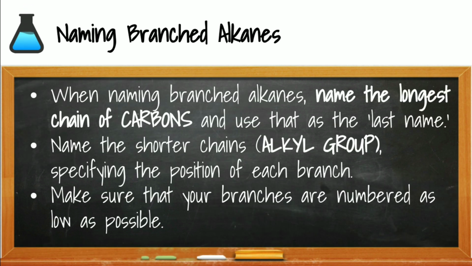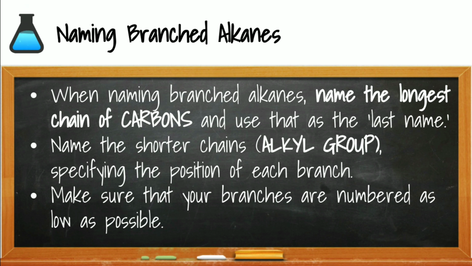There are three basic things that you want to do when naming branched hydrocarbons. The first thing you want to do is find the longest continuous chain of carbons and write that name. We call this the last name because this name is going to go to the very right. All of the branch names will be written in front of this name.